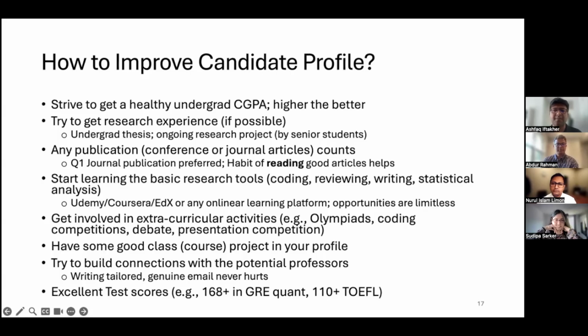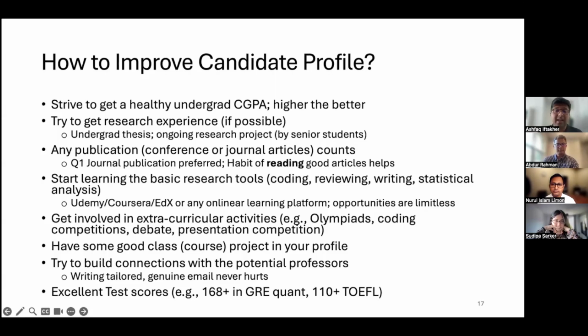One other thing that you can also think about is that there are some ongoing projects being done by senior students. So maybe in your second or third year of the undergrad program, you can start off by joining those projects and gain some experience. And one more thing is that any publication counts.